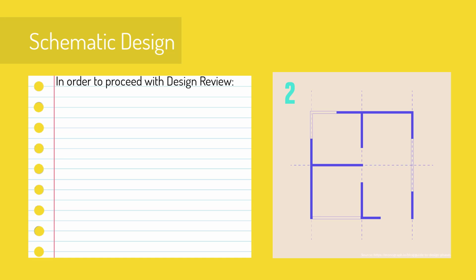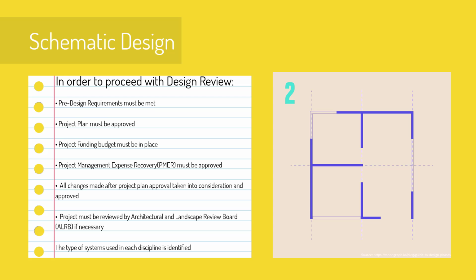In order for a project to proceed with its design review, the pre-design requirements must be met. The project plan must be approved, project funding budget must be in place, project management expense recovery, or PMER, must be approved. All changes made after the project plan approval must be taken into consideration and approved, and the project must be reviewed by the Architectural and Landscape Review Board, ALRB, if necessary.